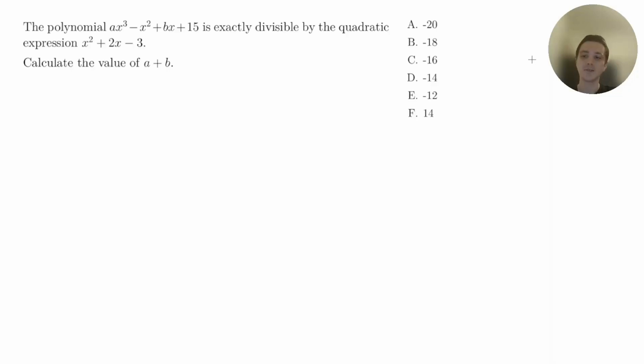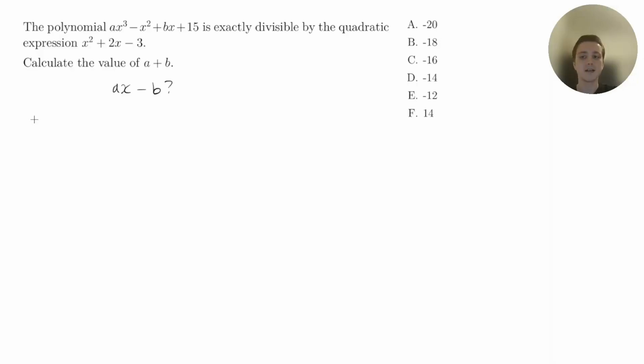Now, this might seem a little bit confusing because we're used to dividing polynomials by linear expressions, something like ax minus b, which this quadratic clearly is not. So we need to figure out what's going on and eventually calculate the value of a plus b. What does it mean for this polynomial to be exactly divisible by this quadratic?